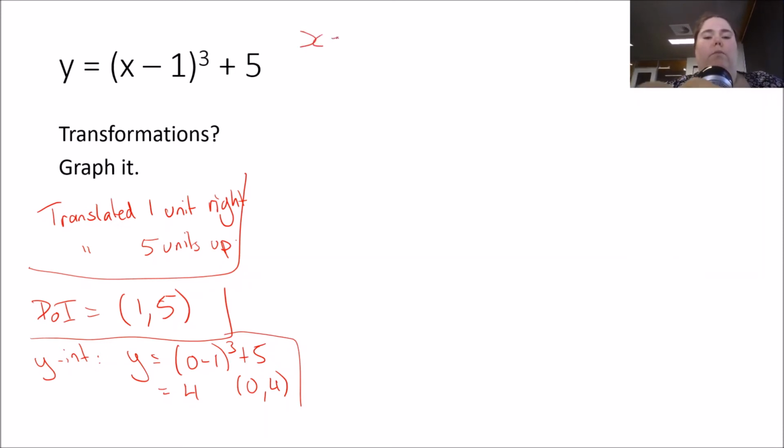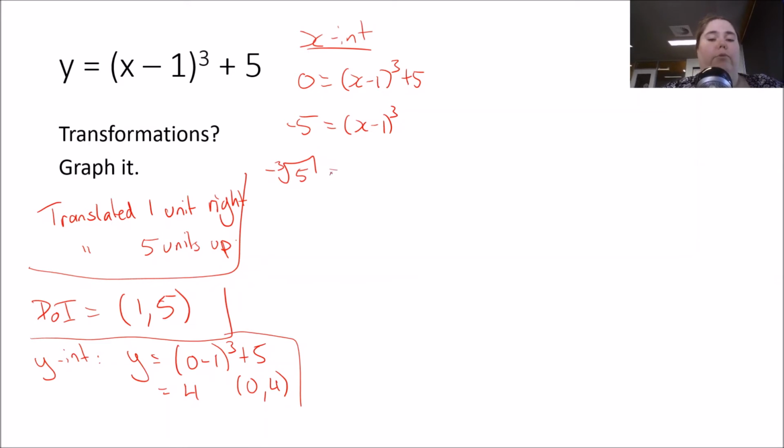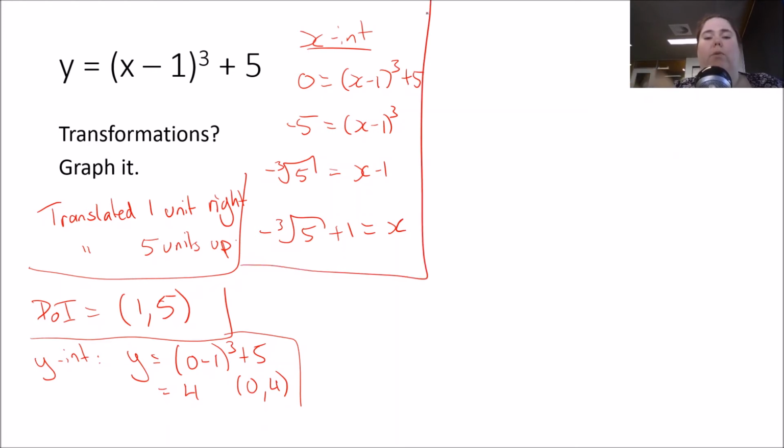So we just rearrange the equation rather than having to expand and solve. So 0 equals x minus 1 cubed plus 5. So then we minus 5 from each side. And cube root. The cube root of a negative is a negative. The cube root of a positive is a positive. So while we don't know what the number really is, it is the negative cube root of 5 plus 1. And there is only one x-intercept for a point of inflection graph.